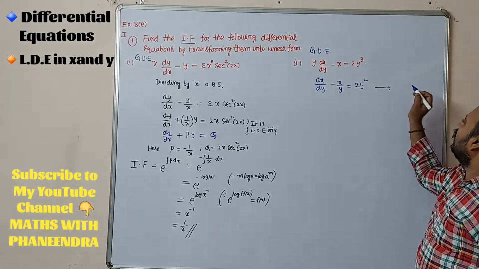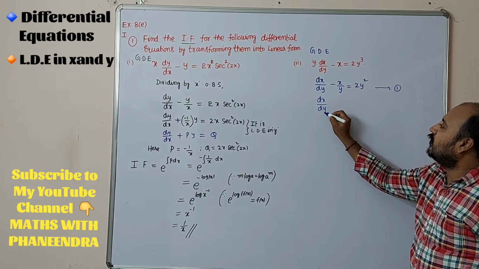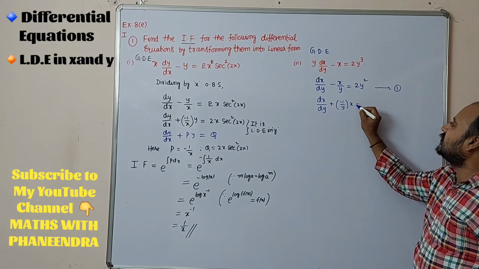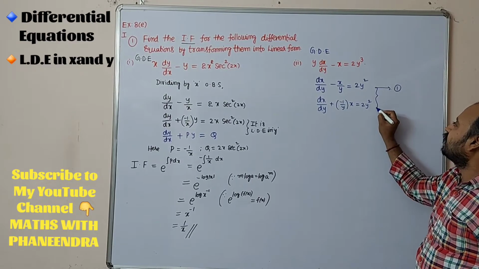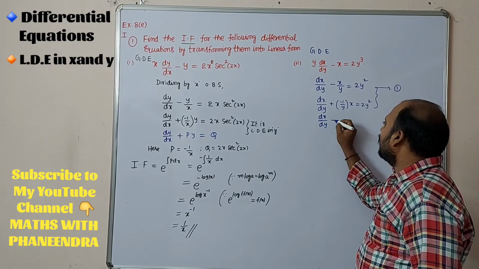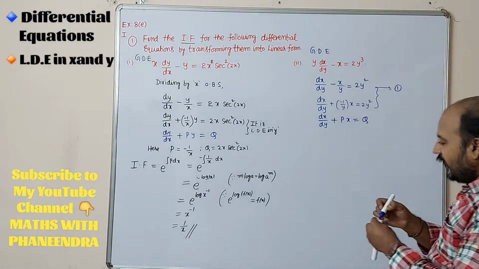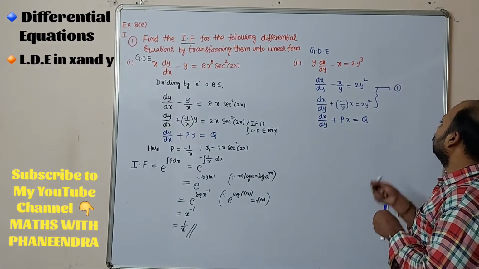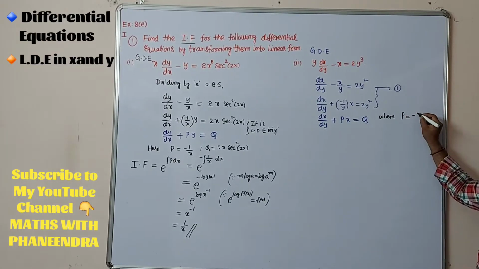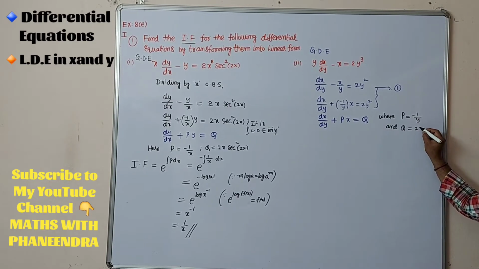This equation you have to compare with dx by dy. We can write like this also, no? dx by dy plus minus 1 by y into x is equal to 2y square. Compare with dx by dy plus px is equal to q, where p is equal to minus 1 by y and q equal to 2y square.